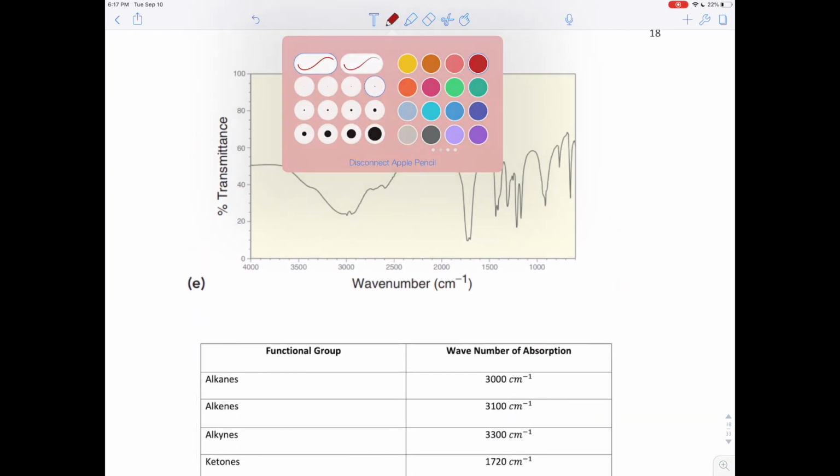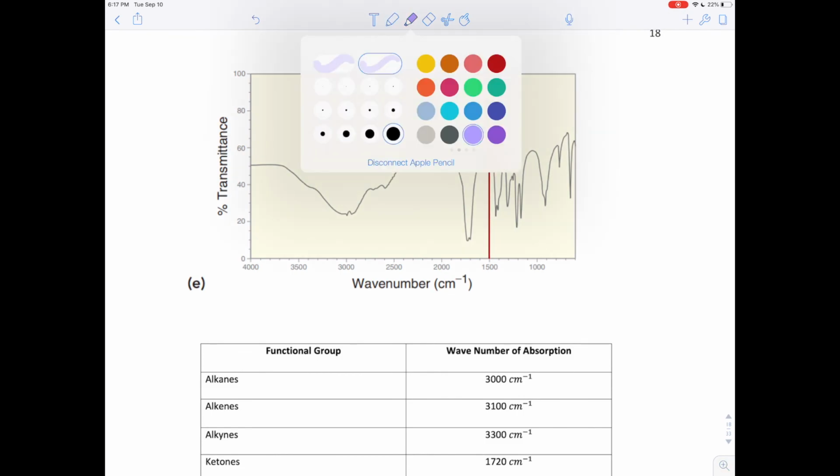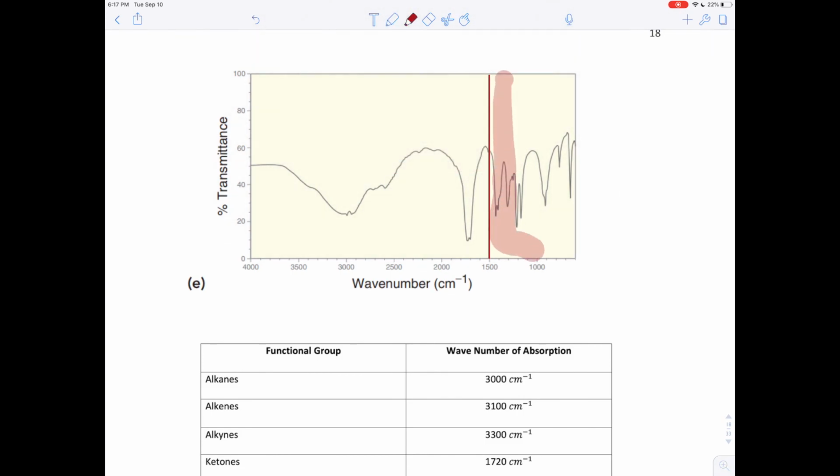New IR spectrum, draw a line at 1500. Everything to the right of that are the shadows being cast by single bonds in this molecule. There are a lot of them. They overlap, mess each other up. That's what you got there.